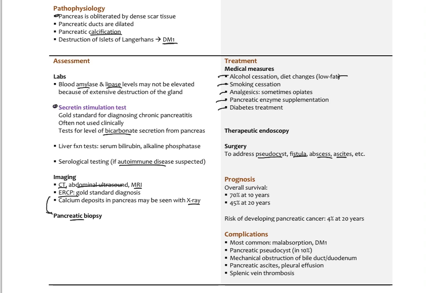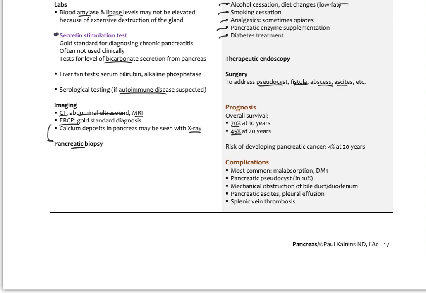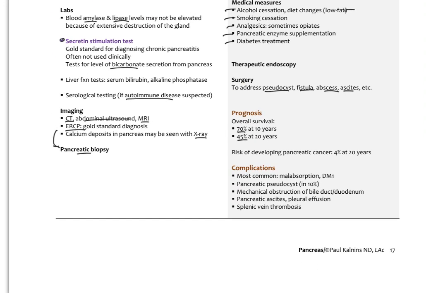The overall survival is 70% at 10 years, 45% at 20 years for chronic pancreatitis. So this unfortunate destruction over the long term, if it's not addressed, can lead to that. And there's an increased risk of developing pancreatic adenocarcinoma at about 4% at 20 years.